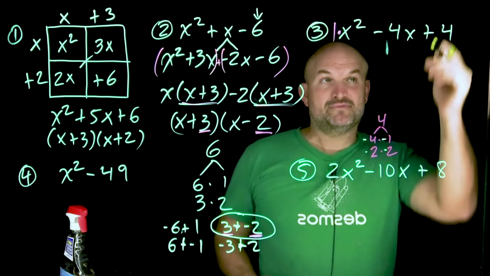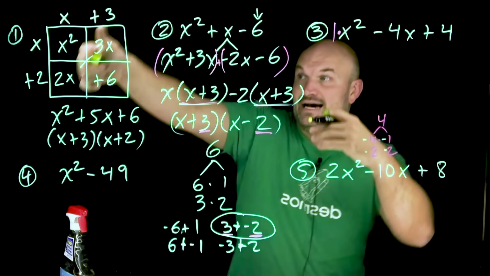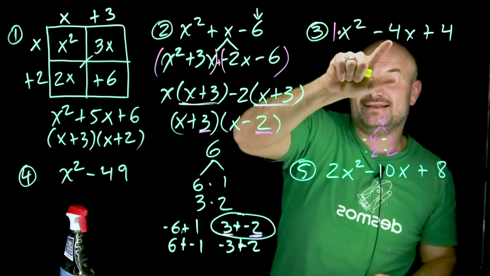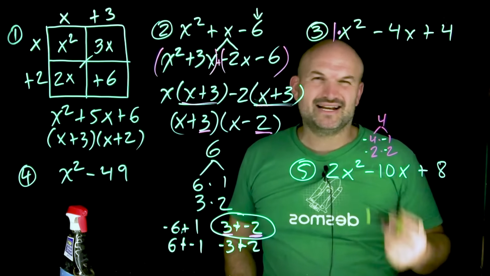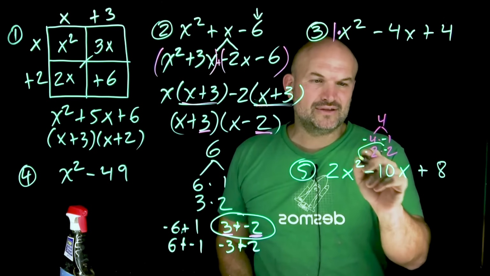A positive times a positive is positive. But when I need to combine them, when I need to do this operation and that term is negative, that means they both need to be negative. So obviously you can see negative 4 plus negative 1 is a negative 5. So this is my only answer.